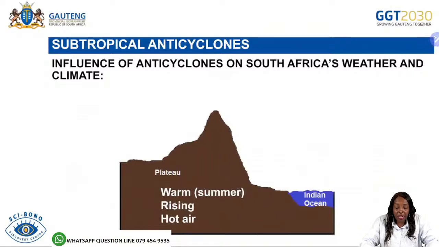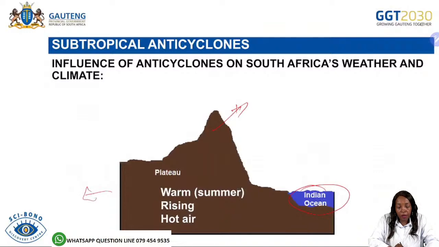Right, okay, we've got a diagram that is showing you the cross profile of South Africa on the east coast. So what you can identify is the escarpment that I have referred to, and then also we can identify the Indian Ocean there. Part of the plateau is shown there. So we don't have the west coast of the plateau indicated there.